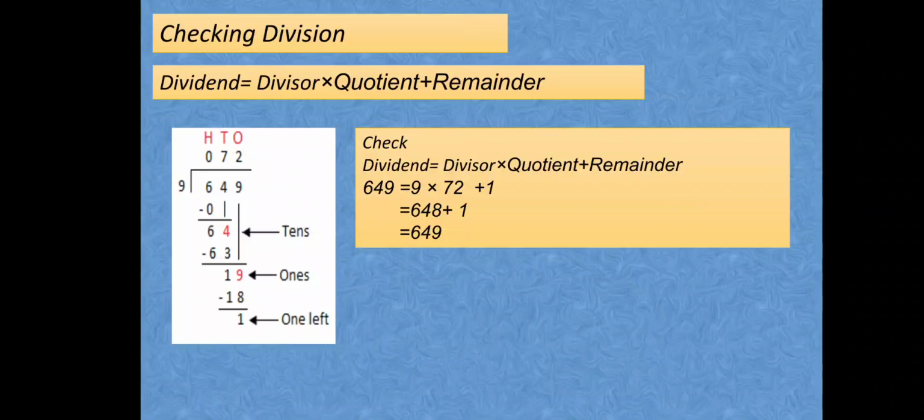Here, after dividing 649 by 9, we get 72 as quotient and 1 as remainder. Let's put the values in the formula and let's find our division is right or wrong. So here dividend is 649 equal to 9, which is our divisor, into 72, which is our quotient, plus 1, which is our remainder. 9 into 72 equal to 648. 648 plus 1 equal to 649, which is exactly equal to our dividend.